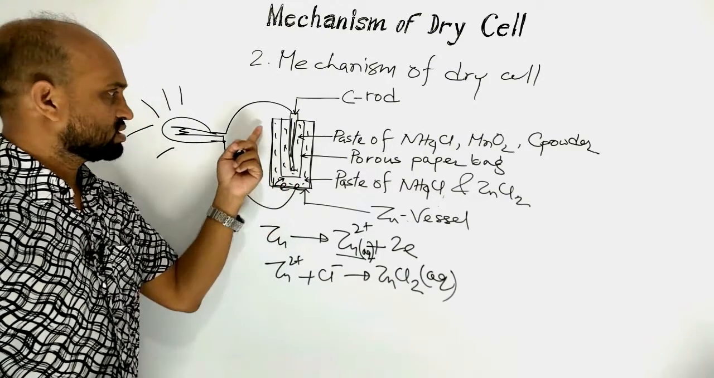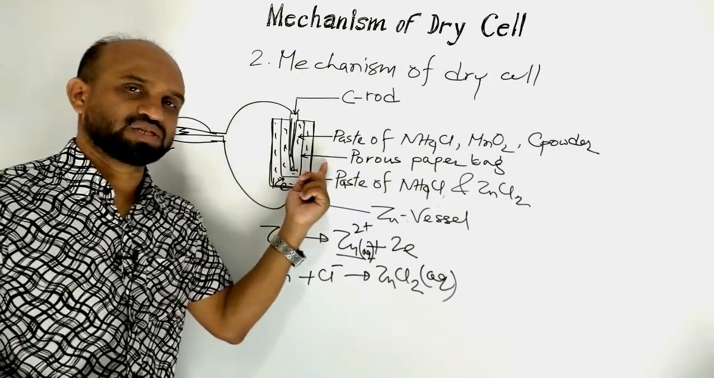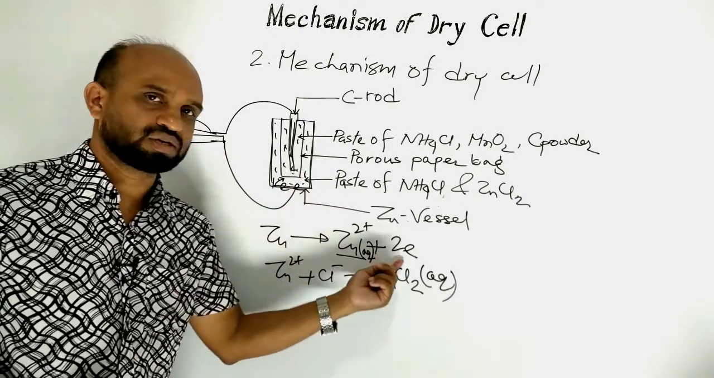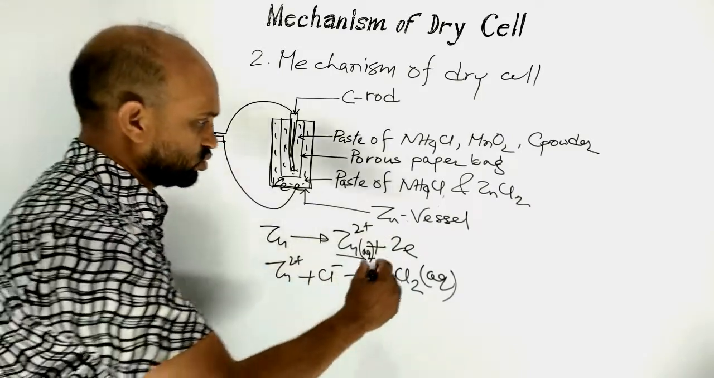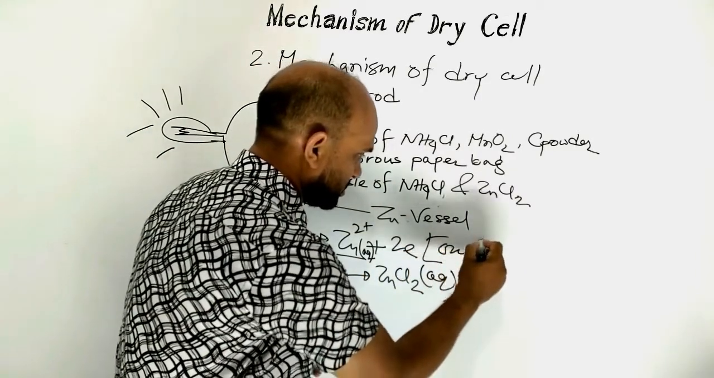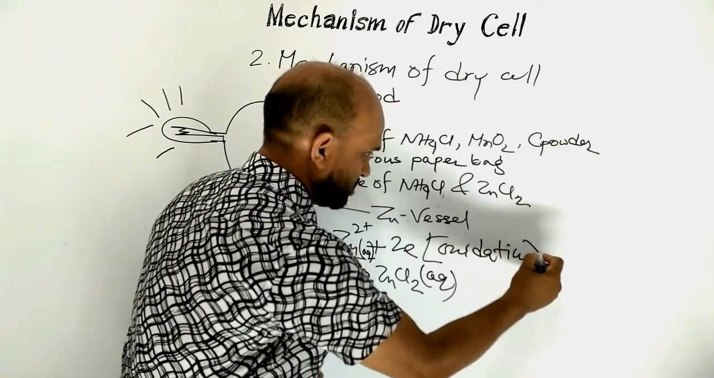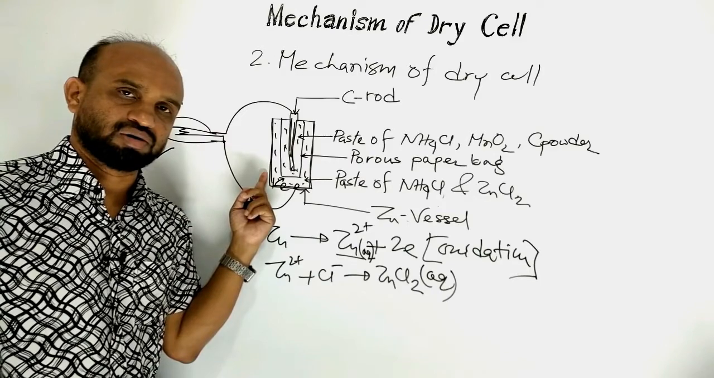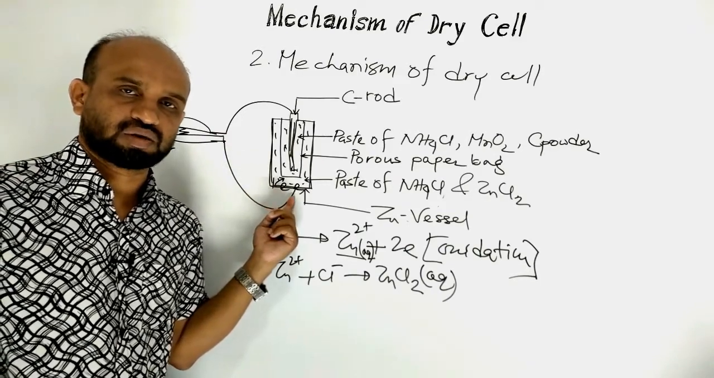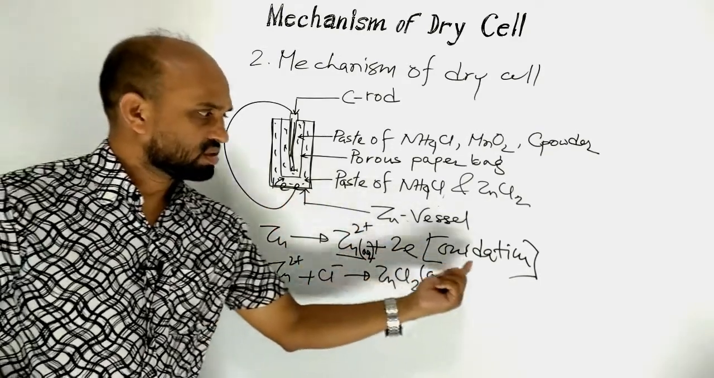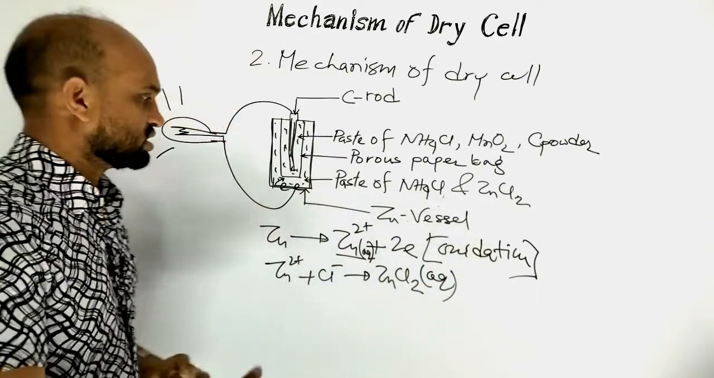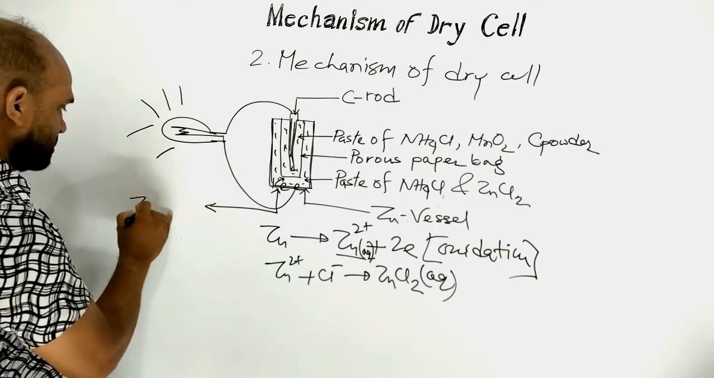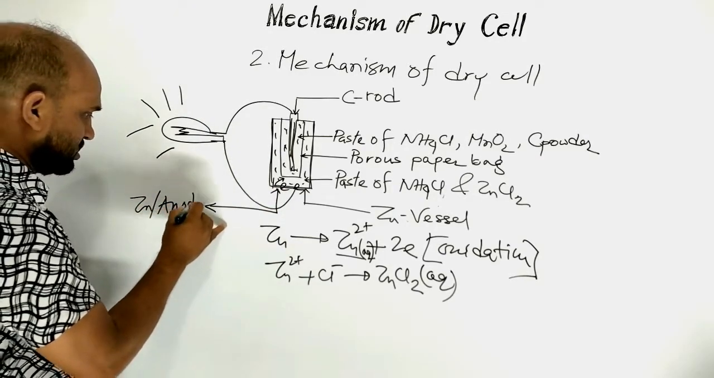That is, in the wall of the zinc vessel, this zinc metal is donating electrons, which is called oxidation, and the metallic bar or the metallic substance where oxidation occurs, that is called anode. So zinc acts as anode here.